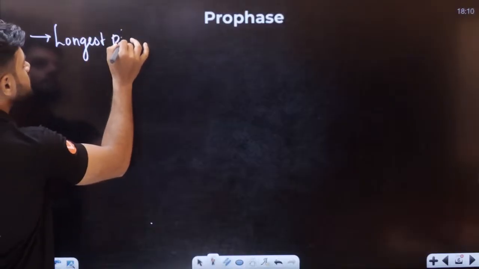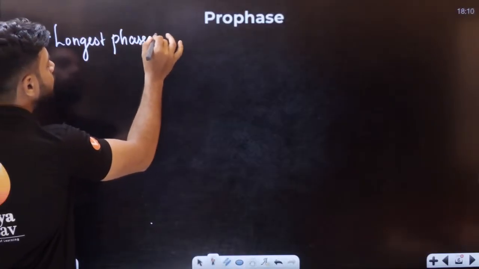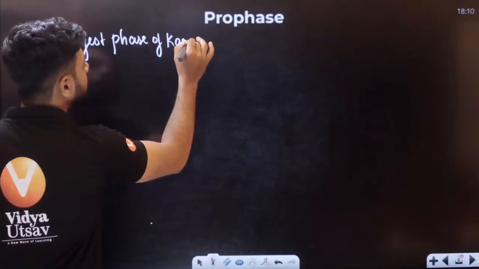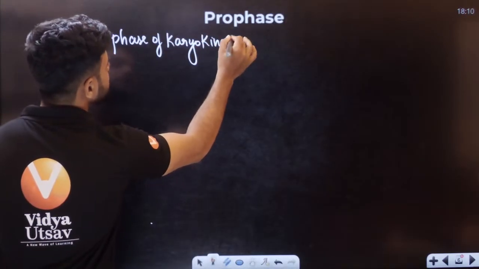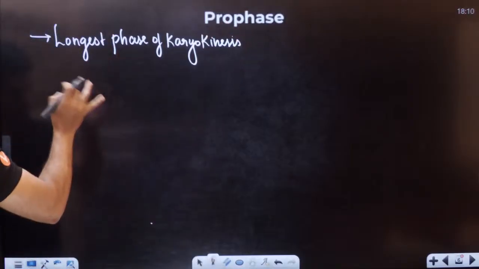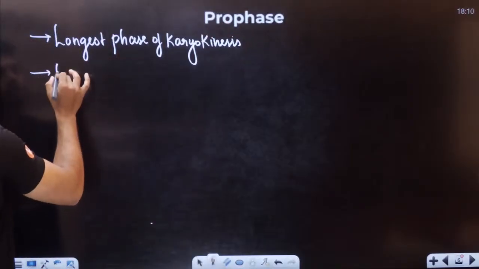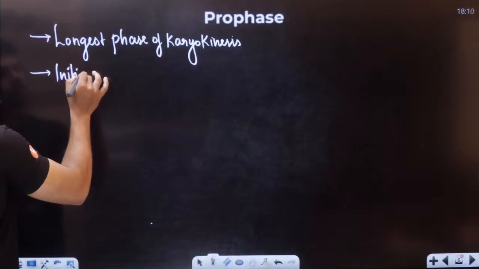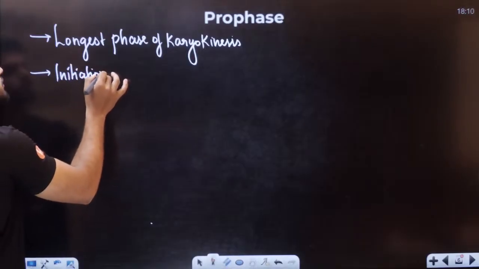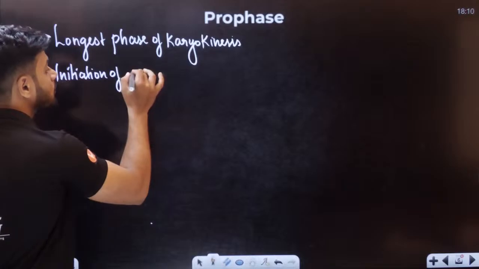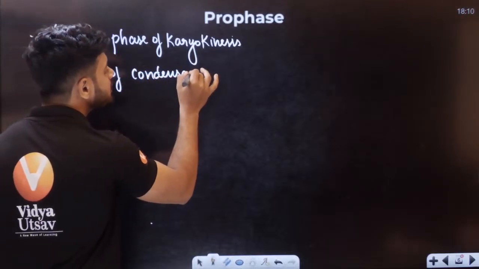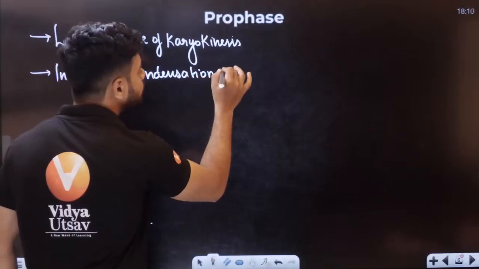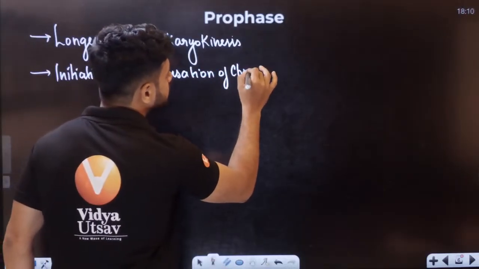Longest phase of karyokinesis. It is the longest phase of karyokinesis. Now what happens, students? Here there is an initiation of condensation of chromosomal material.